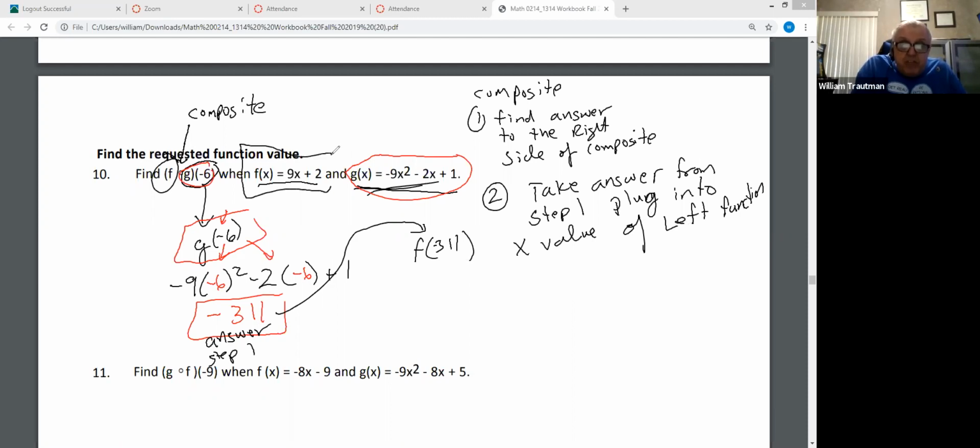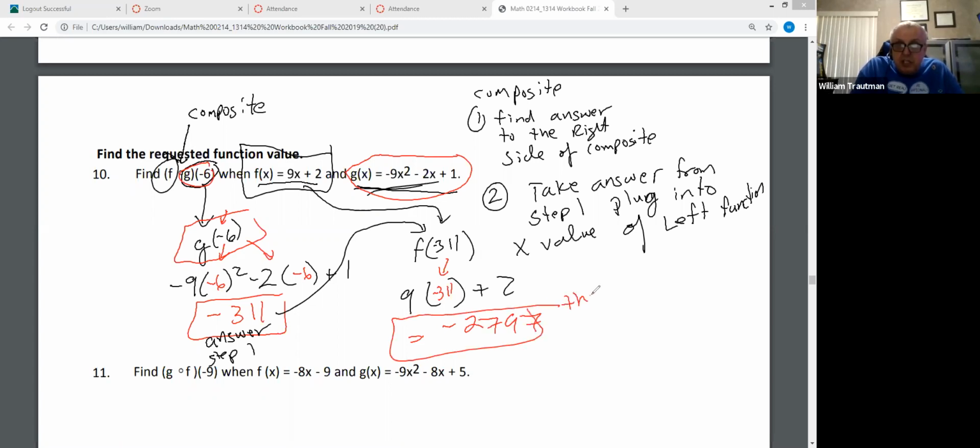Well, let's write down the left function now. 9 times x plus 2. We are going to plug in negative 311 and find the answer. 9 parentheses negative 311 close parentheses plus 2 is negative 2797, and that is the final answer.